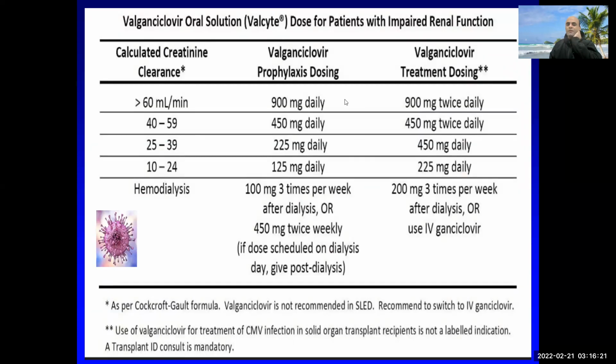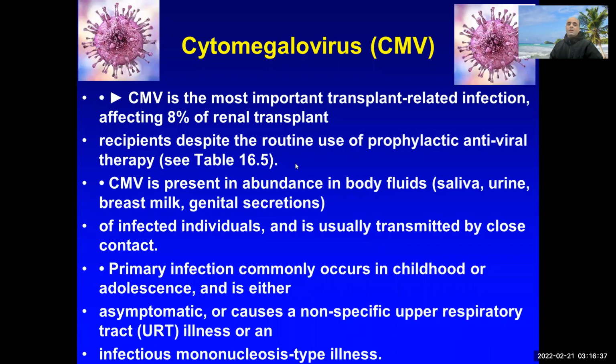With normal GFR, we give 900 daily, whether in prophylaxis or treatment 900 twice daily. And between 40 to 60, 450 daily, 400 twice daily. The treatment will double the dose, but in prophylaxis, we'll give half dose.